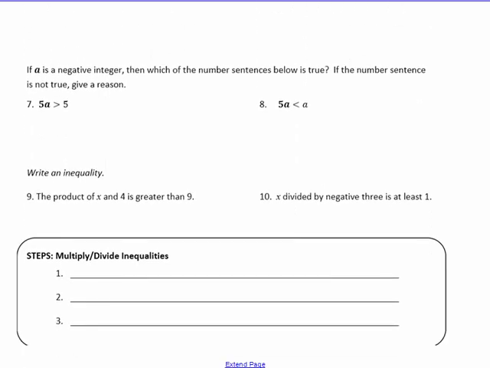Our first step is to cancel the coefficient like we normally would. If it's multiplying, you divide. If it's dividing, you multiply. So cancel the coefficient. Our third step, we're going to skip to for a second. Our third step is to graph it.